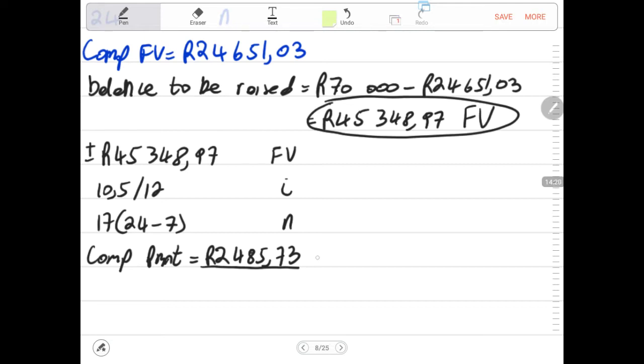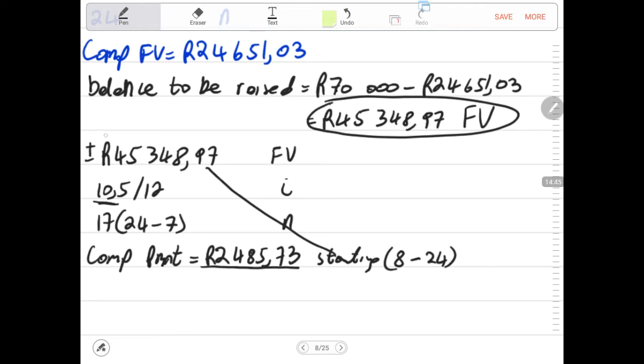So these are monthly payments starting from month number 8 to month number 24. And these monthly payments, earning interest of 10.5% per annum, will give us the amount of 45,000 in the future, which is 17 months to come, out of the 24 months of the total period.